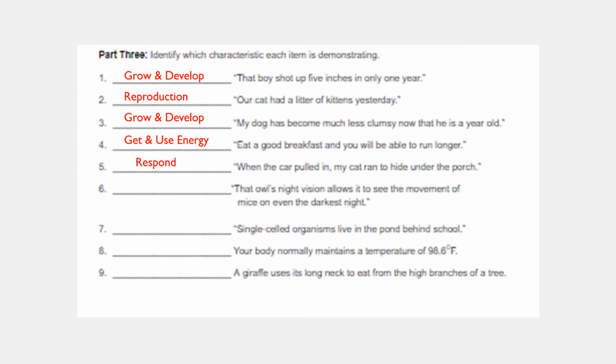All right, that owl's night vision allows it to see the movement. That's going to be an adaptation, so you could write adapt or adaptation. Single-celled organisms is referencing that they're made of cells. Your body normally maintains, that's going to be homeostasis. And a giraffe using its long neck, again, is an adaptation, or living things adapt.